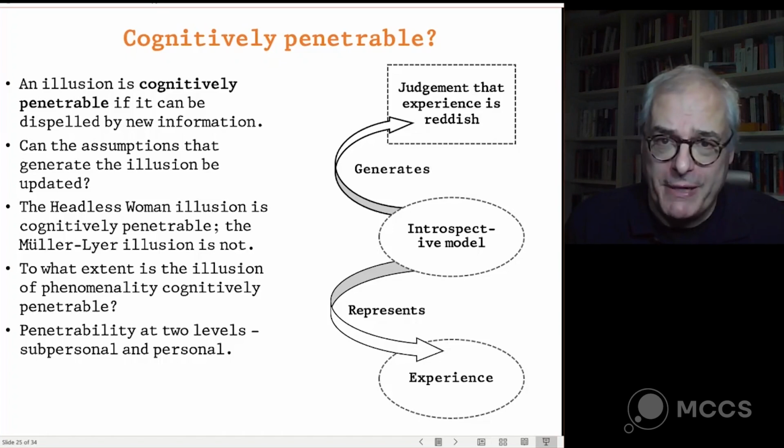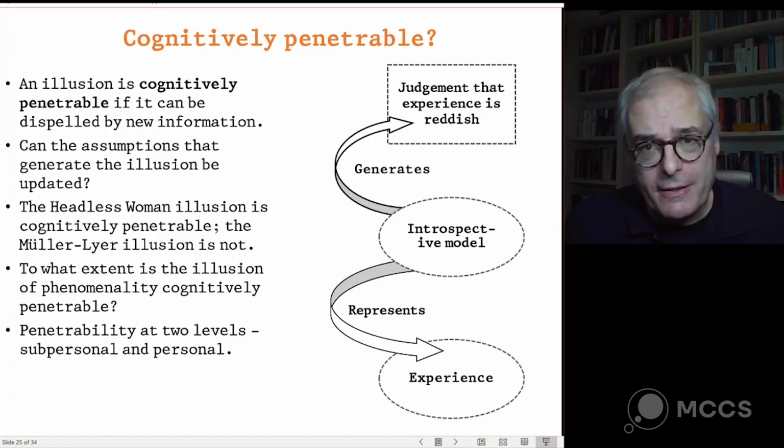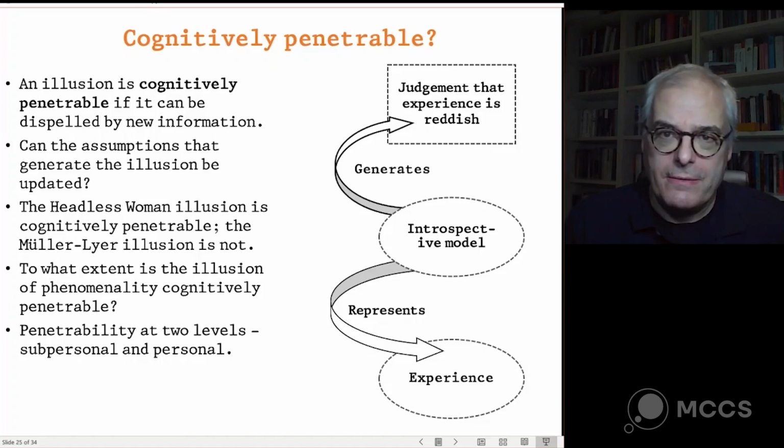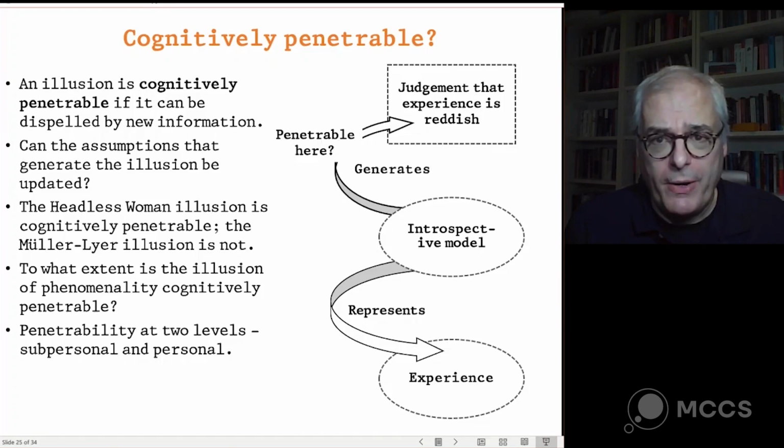It might correct the way that the introspective model models experience, or it might help us not to make the introspective judgments that we make on the basis of the introspective model. So there are two places where new information might help to dispel the illusion: at this higher level, where we form judgments based on the introspective model, and at this lower level, where introspection models experience.